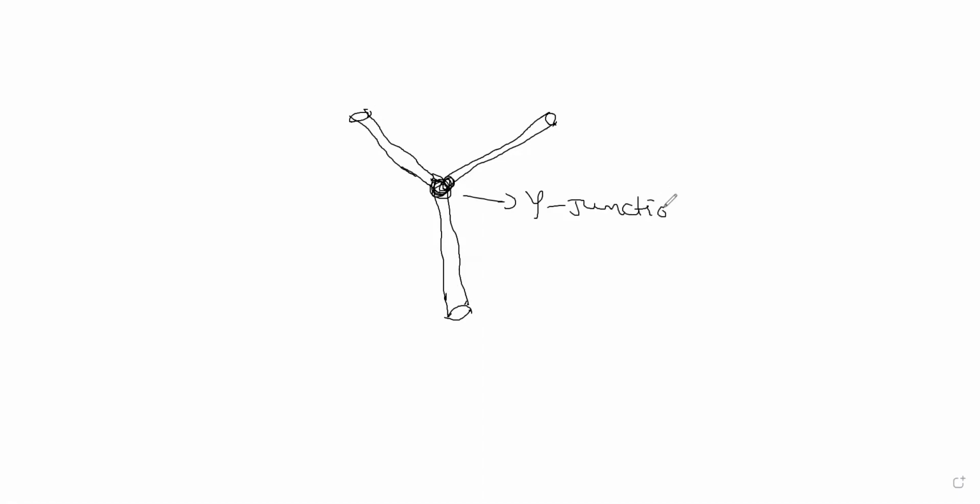So there is another thing. Suppose you have three rods, like this. It's a Y kind of shape. This is also possible. So you have three rods which are connected like this: rod 1, rod 2, rod 3. They can form a junction. This is called a Y junction.